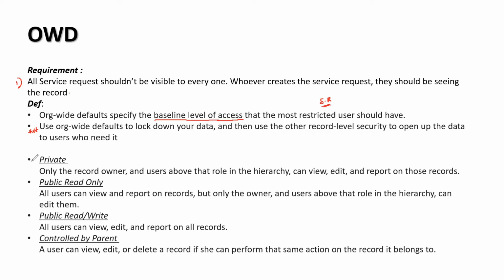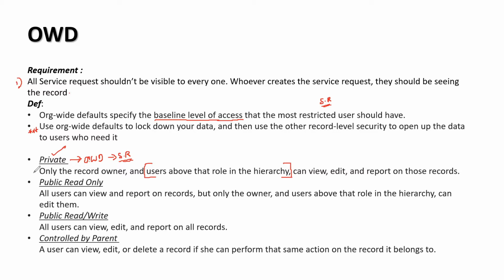If I have to set the OWD, it could be one of these options. The first option talks about private. When we set the OWD as private for a particular object, remember we are talking about only the service request that we have selected. If I set the OWD for a particular object as private, it only allows the record owners and the users above the role hierarchy to view, edit, and report on those records. As of now, we do not know what exactly the roles and the hierarchy are. For now, keep this point aside. Let's understand the basic thing first, and then we'll look at how this role is coming into the picture.